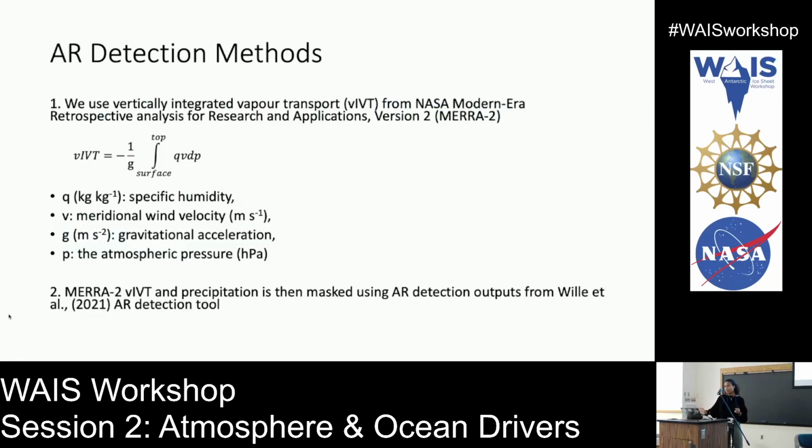Wanted to get a little bit into the weeds of how we classify or track atmospheric rivers. We do that through integrated vapor transport as one method. For Antarctic atmospheric rivers, we use particularly the meridional component, so that V in the vIVT. In there, you can see some of the components that we use to calculate vIVT. For this study, I used Jonathan Wille's AR detection tool from the 2021 paper to mask outputs from MERRA-2 in terms of precipitation and integrated vapor transport.